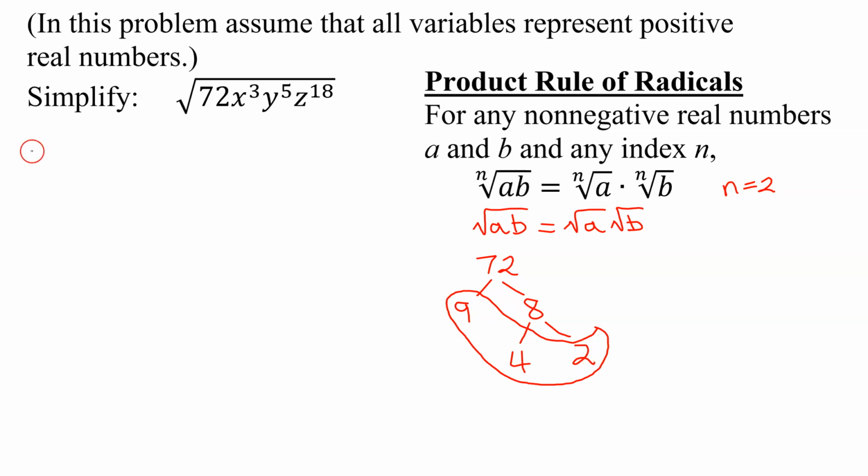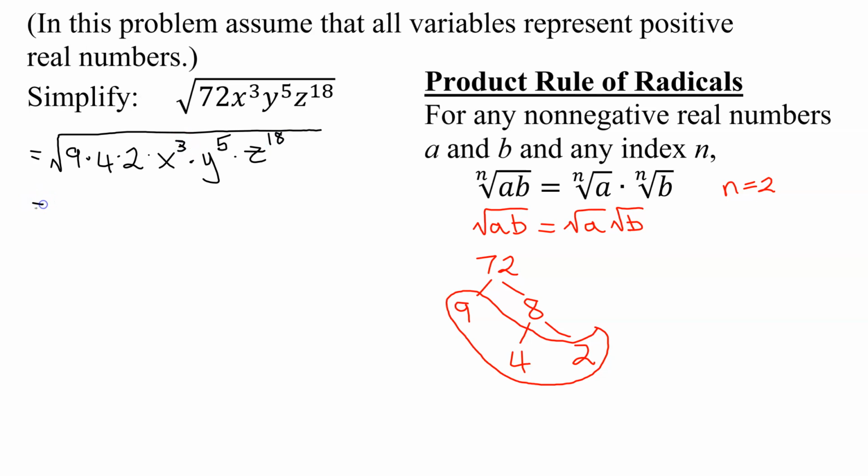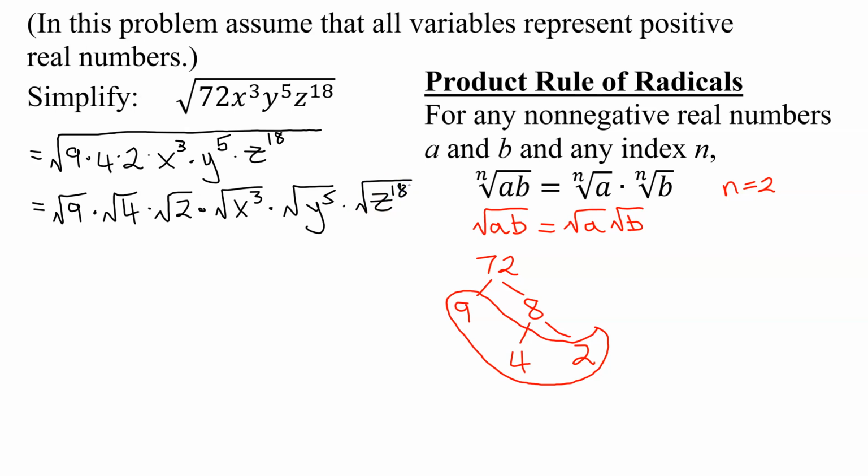So I'm going to rewrite my expression. I'm going to have the square root of 9 times 4 times 2 times x cubed times y to the 5th times z to the 18th. And now I'm going to use my product rule for radicals, which results in the square root of 9 times the square root of 4 times the square root of 2 times the square root of x cubed times the square root of y to the 5th times the square root of z to the 18th. We normally don't write that step, but I wanted to break everything down for you as much as possible.